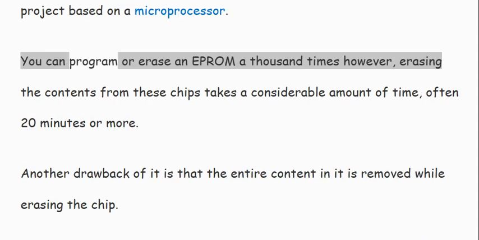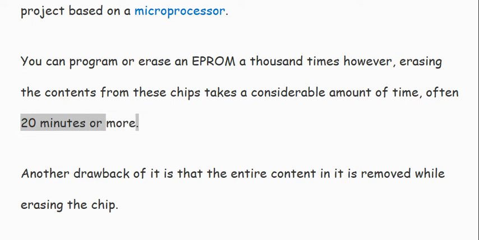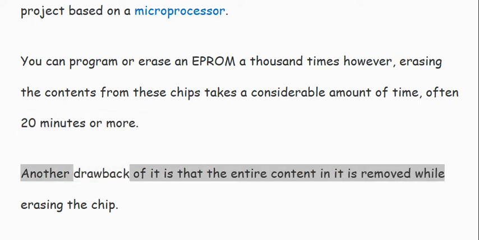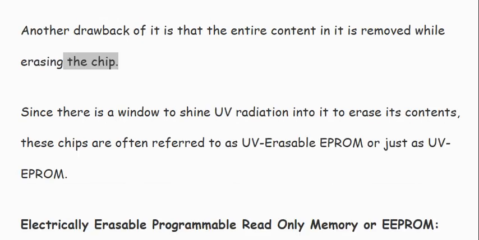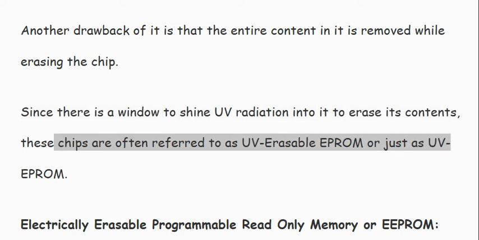You can program or erase an EPROM 1,000 times, however, erasing the contents from these chips takes a considerable amount of time, often 20 minutes or more. Another drawback of it is that the entire content in it is removed while erasing the chip. Since there is a window to shine UV radiation into it to erase its contents, these chips are often referred to as UV-erasable EPROM or just as UV-EPROM.